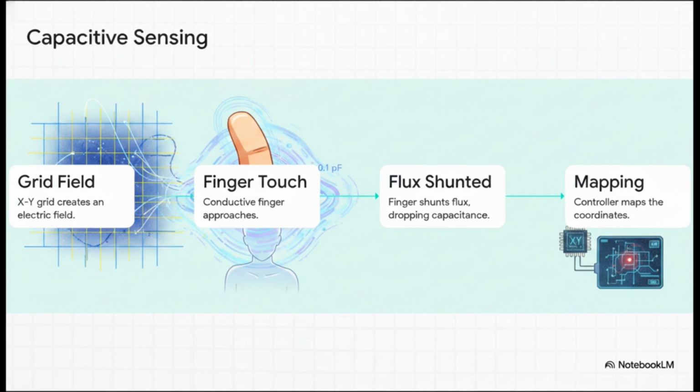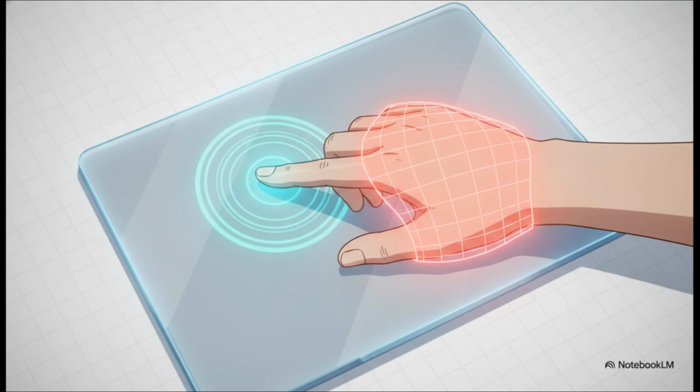The mutual capacitance at that one specific intersection drops by just a tiny, tiny fraction. We're talking like 0.1 to 1 picofarad. Then, an internal analog-to-digital controller instantly detects that drop, converts it, and maps your exact coordinate right on the screen. It's basically magic.